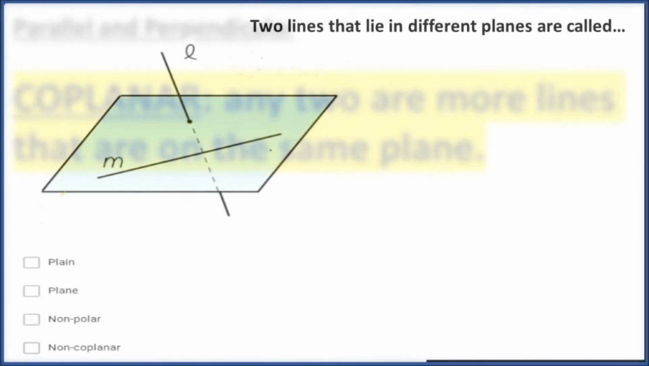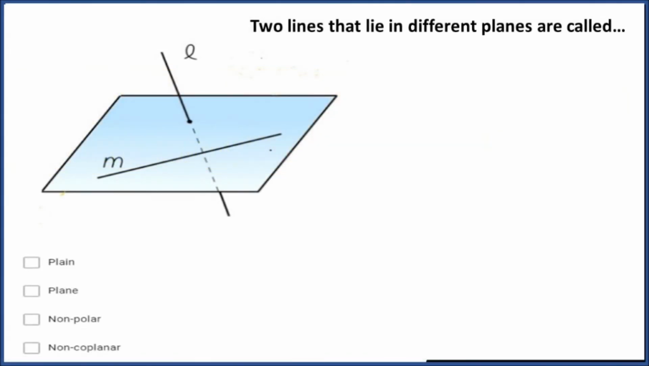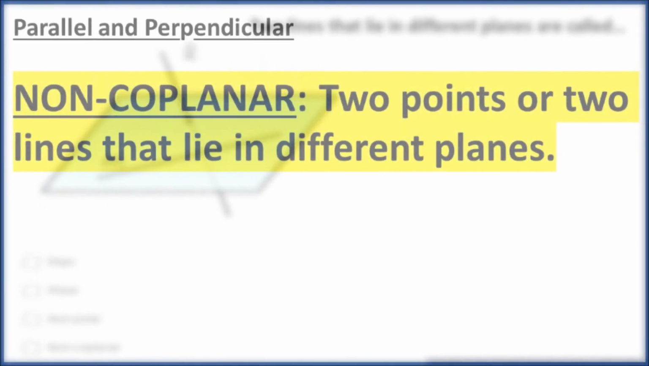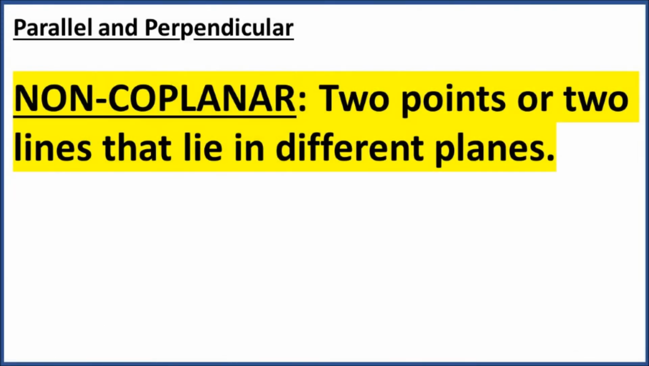Next question. Two lines that lie in different planes are called what? Looking at this illustration here, does that represent a plane, or spelled P-L-A-N-E, non-polar, or non-coplanar? The answer, non-coplanar. Two lines that lie in different planes.